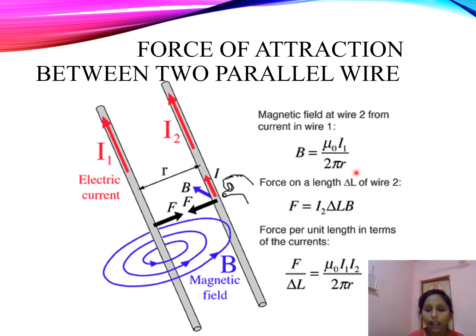Using the right hand rule, we know that the magnetic field is into the plane. Applying the Lorentz force law, we can calculate the force on the second wire because of the current I2 due to the magnetic field of the first wire. Then the equation comes F is equal to I2 delta L, that is the small length I have taken, into B. This equation can even be written as I1 I2 mu naught divided by 2 pi R into delta L. So force per unit length can be written as F divided by delta L, that is equal to mu naught I1 I2 divided by 2 pi R.